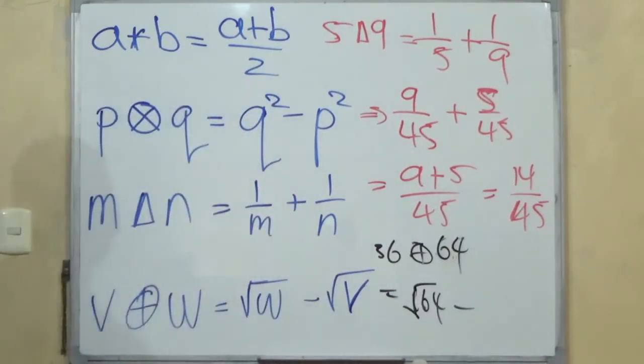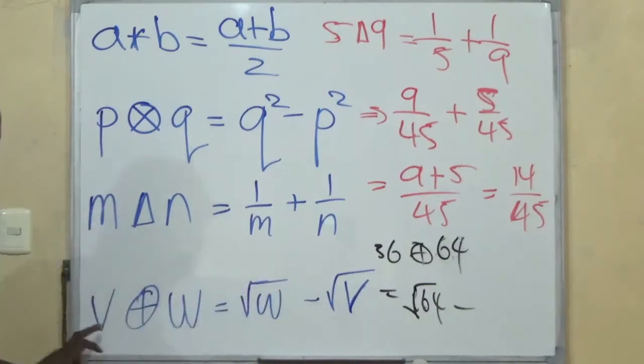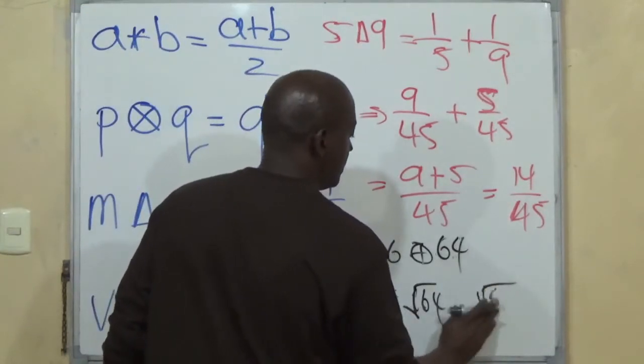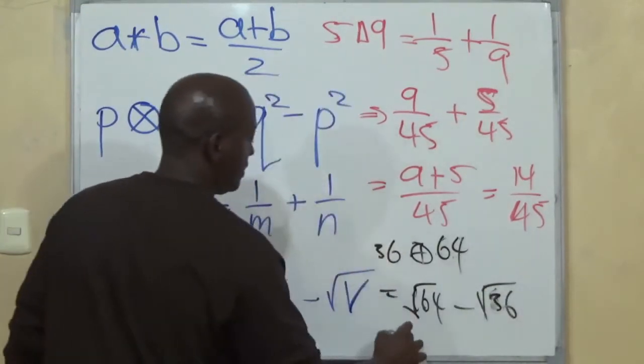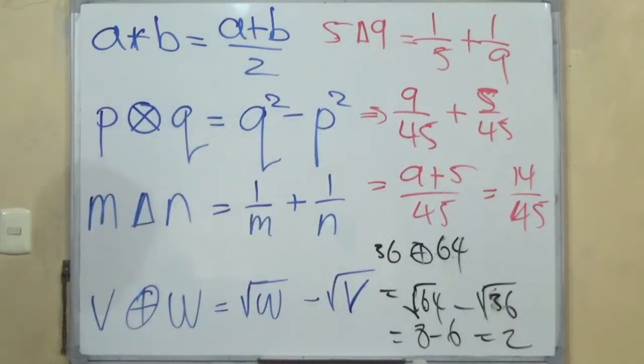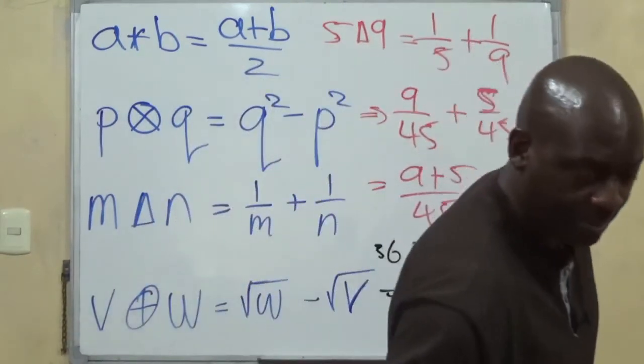minus root for 36. So root of 64 minus the root of 36, which will be 8 minus 6, which will be equal to 2. Yeah? So some nice simple examples to demonstrate the point.